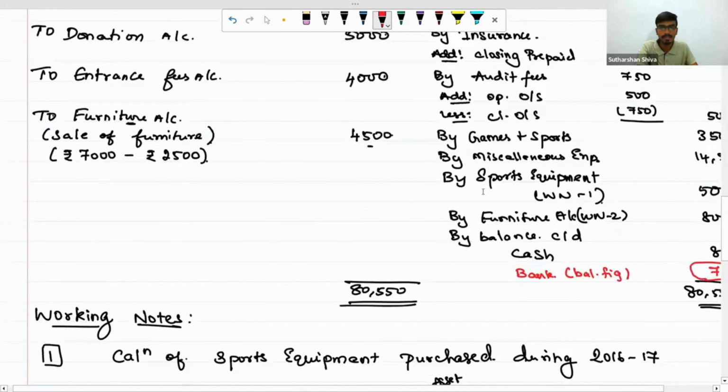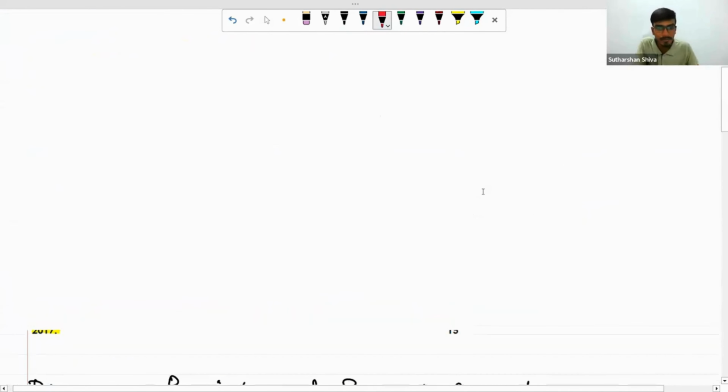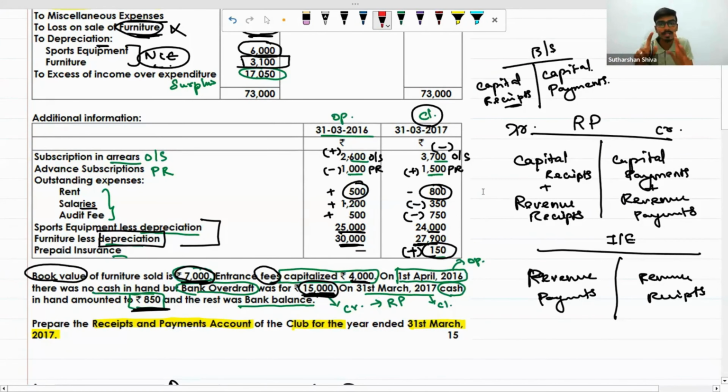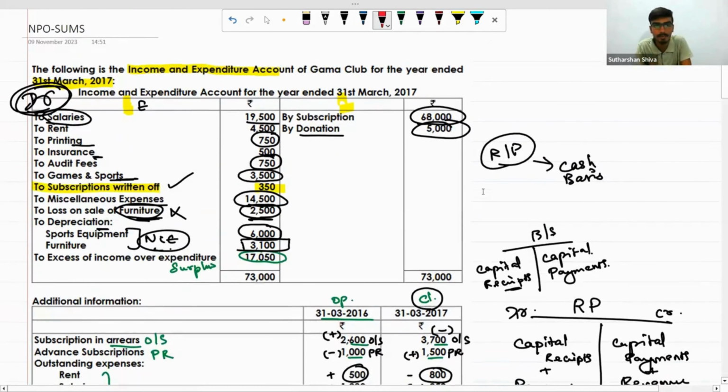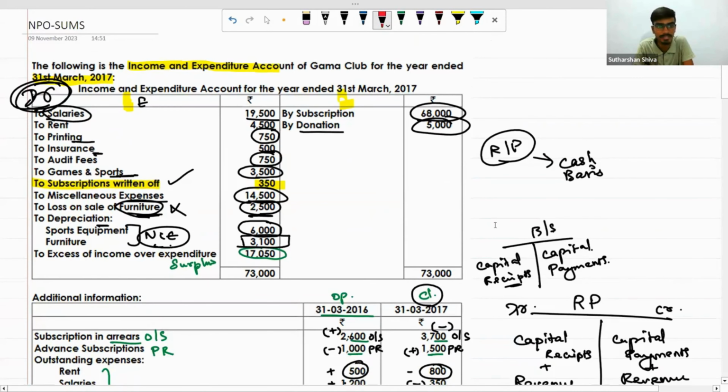So with this, I have completed one question within half an hour. In your examination, you can spend half an hour to complete this question. So with this, your question number 1 regarding the NPO, not-for-profit organization, will get over. In our next session, we are going to see question number 2 under the not-for-profit organization.